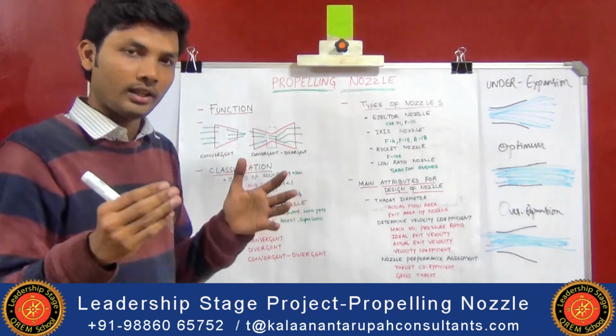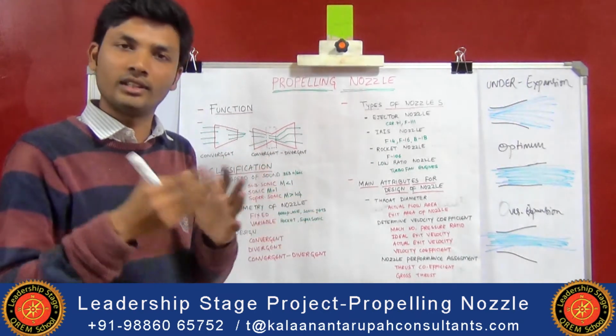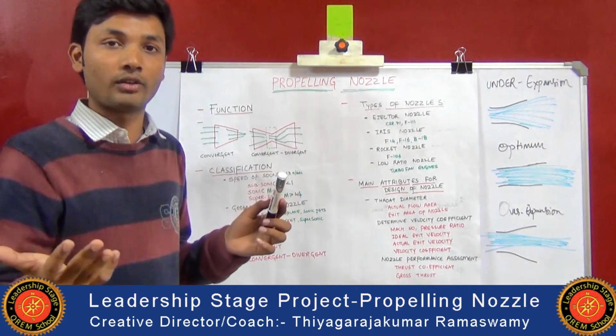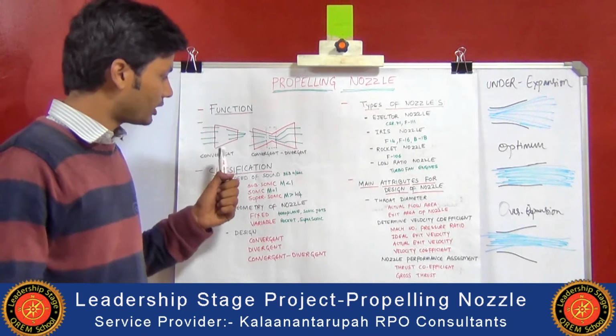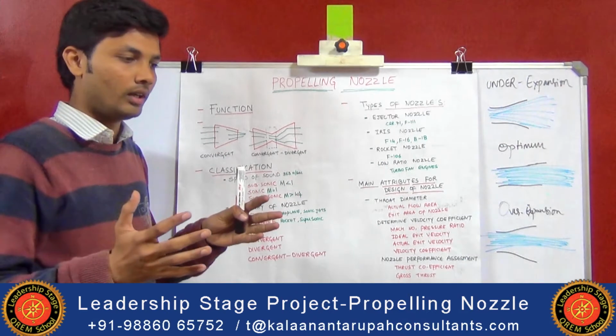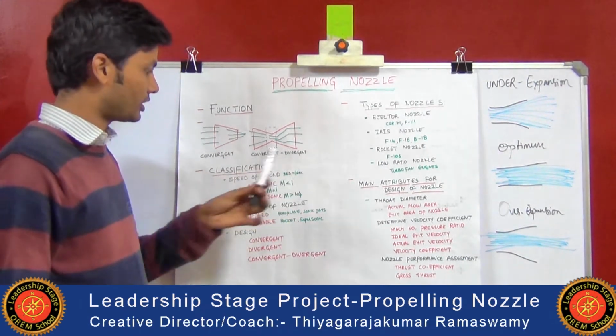Further on, we'll see what the types of nozzles are, how they are differentiated and classified, what the main attributes are that we require to design one, and further details about the nozzle. Before that, we'll see the main and basic nozzles that the aerospace industries use. The first ones are the convergent and the convergent divergent.